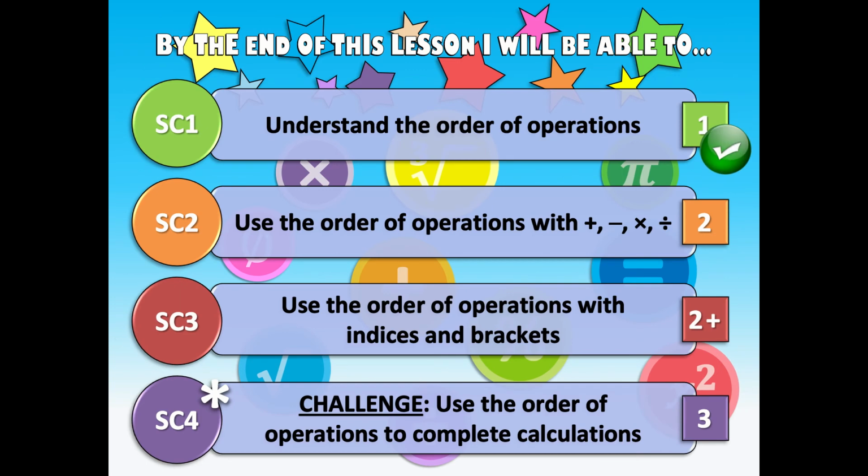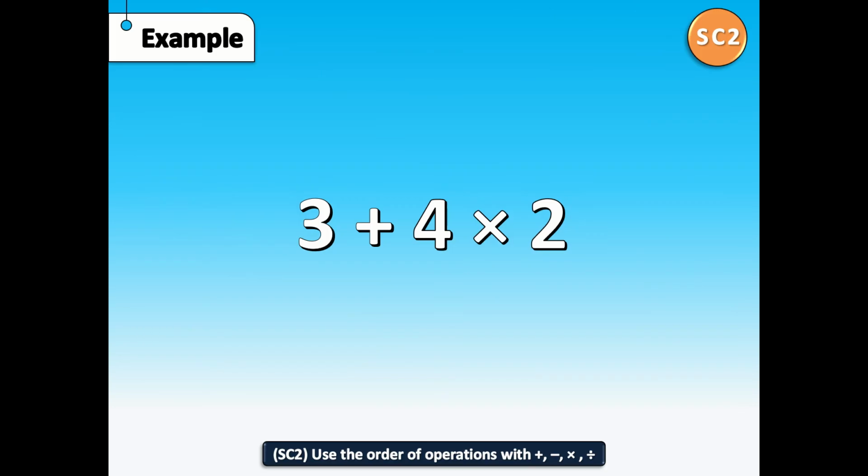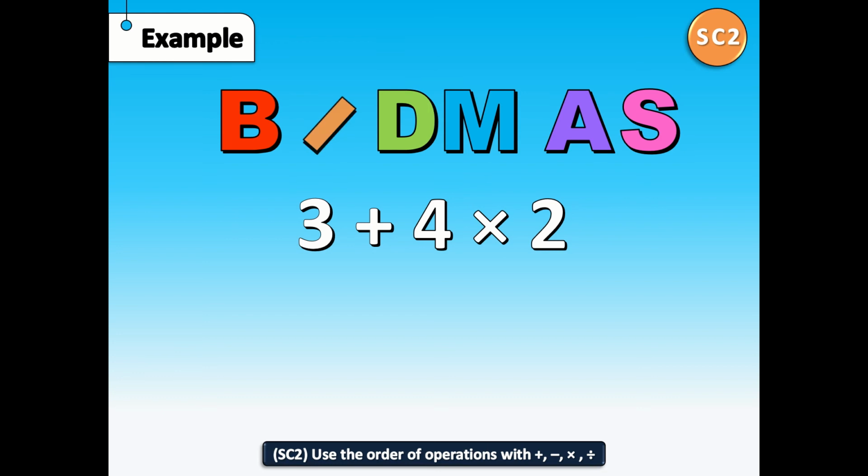Now we've completed success criteria 1. So now we're going to move on to number 2, and this is to use the order of operations with addition, subtraction, multiplication and division. So let's have a look at this question again. This time we're going to use BIDMAS to answer it.